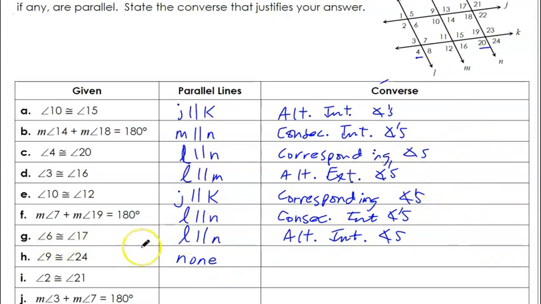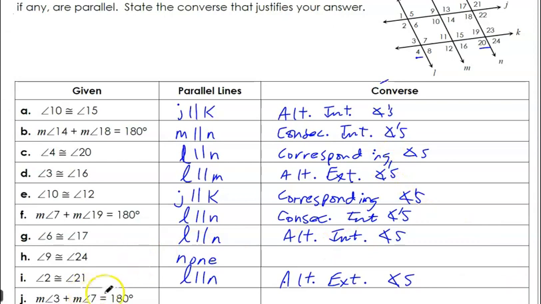Letter I, 2 and 21. They're on opposite sides of transversal J, cutting through lines L and N. So here we are again, L is parallel to N, and 2 and 21 would be alternate exterior for transversal J. Alternate exterior angles would be the converse.